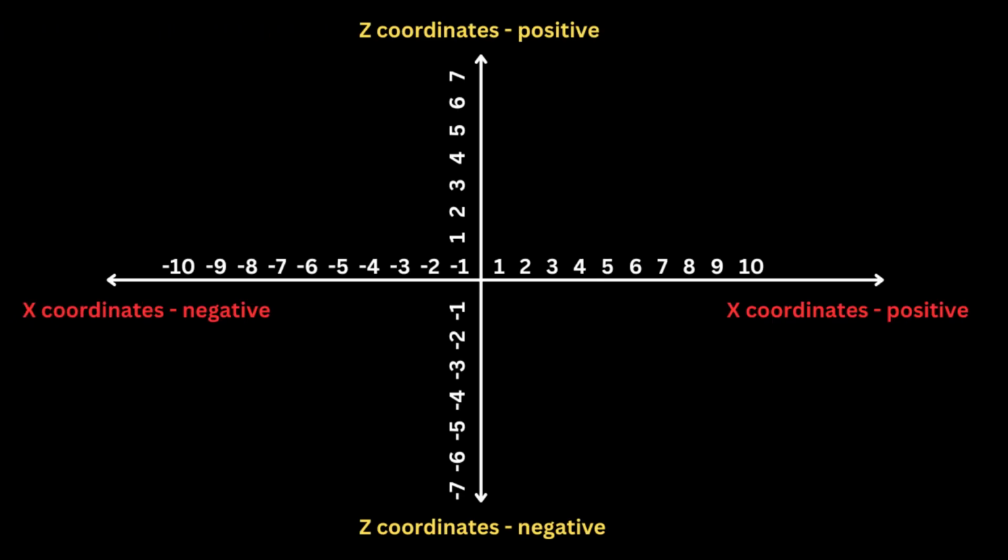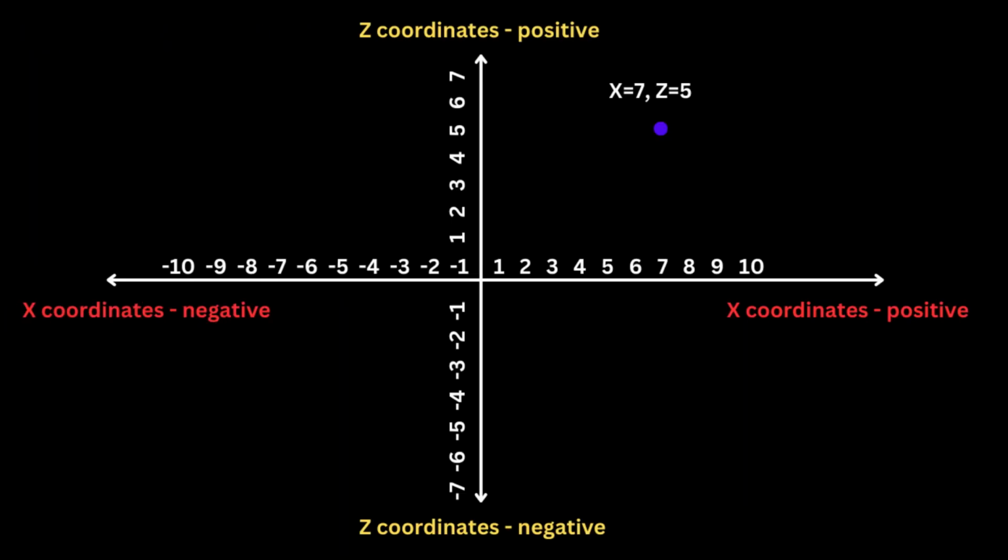For this next diagram, I have put in the numbers, which shows the X coordinates going positive and negative, and the Z coordinates going positive and negative. And those would be used to pinpoint your exact location depending on where you are in the map.